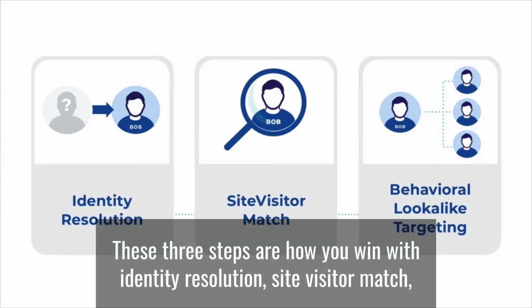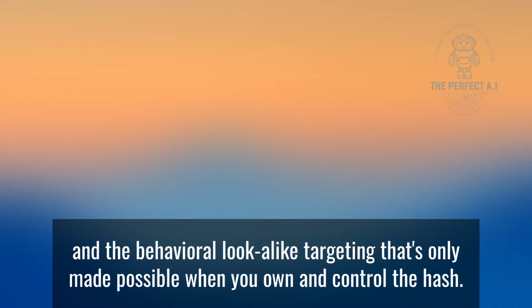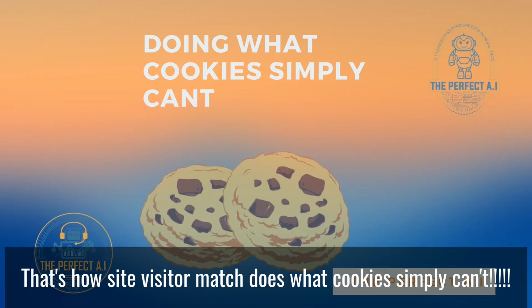These 3 steps are how you win with identity resolution, site visitor match, and the behavioral lookalike targeting that's only made possible when you own and control the hash. That's how site visitor match does what cookies simply can't.